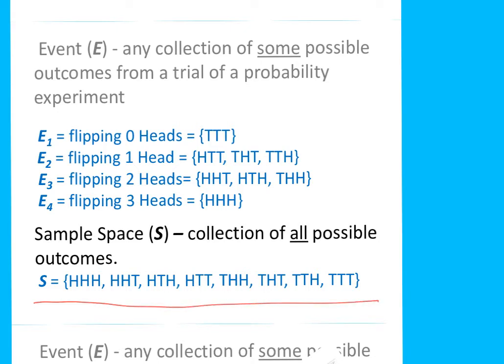Look closely at this. E sub 1 has a certain definition. It is flipping 0 heads, so you could flip 3 tails. E2 is flipping 1 head. There are 3 different ways to do that. You could flip it first, you could flip it in the middle, or you could flip it at the end. But for the case of flipping 1 head, the order doesn't matter. You're just looking for 1 head to show up one of the 3 times you flip it. You don't care when.